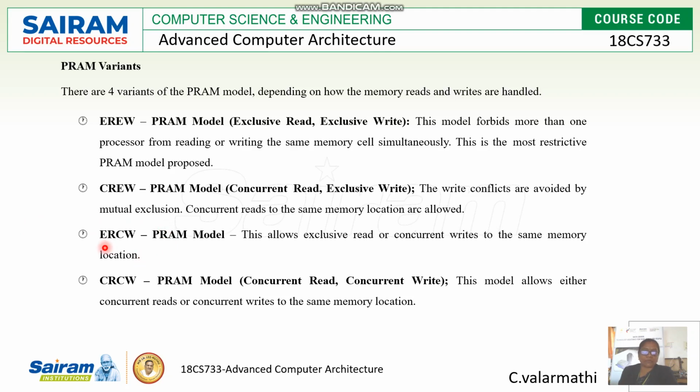Then the third type of PRAM is ERCW. That means it allows exclusive read and concurrent writes. Then the final version is CRCW. It allows both concurrent reading and writing of memory locations at the same time. So likewise, there are 4 different variations of the PRAM model available.